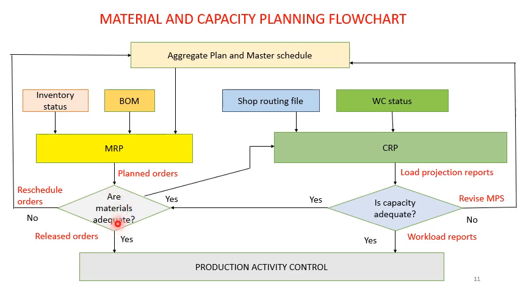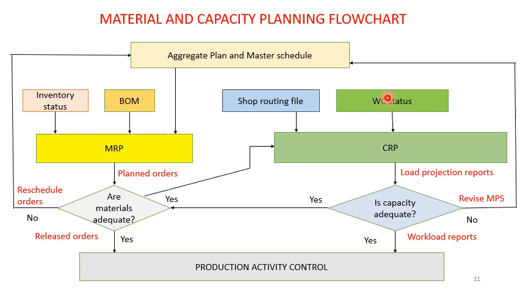One more thing is you release the order. That is another thing. Release the order. You release the order and send it to the production activity control. Now you can see here in capacity requirement planning, the inputs are the shop routing file and the work center status. Work center, how much equipment is there, how much labor is there, equipment, machineries, etc.